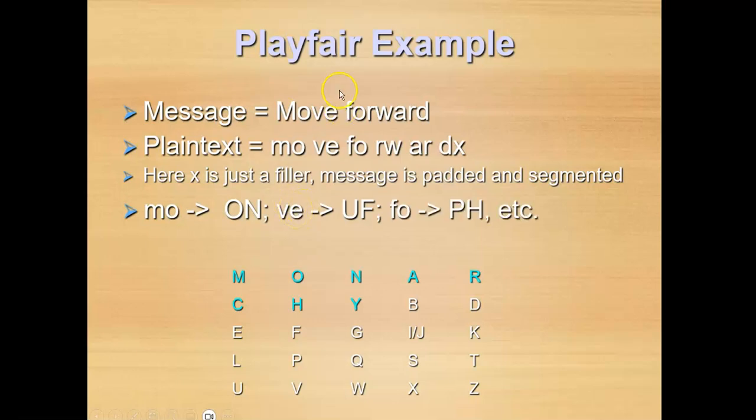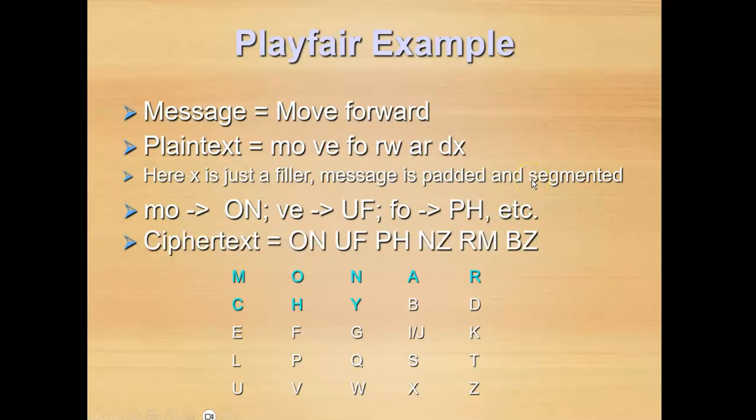Now let's move on to the next pair, FO. F is placed here, O is placed here. They are both in the same column. So we are replacing O by the letter below it, that is H. So O is replaced by H, and F is replaced by P.